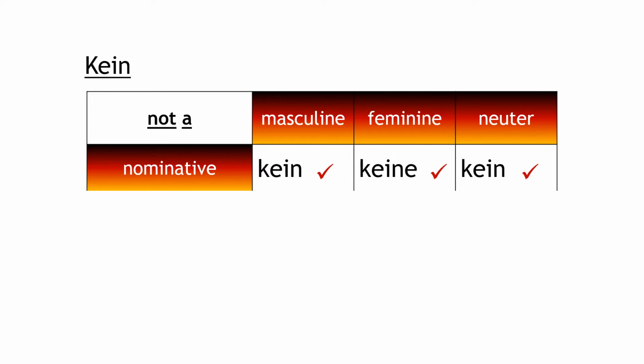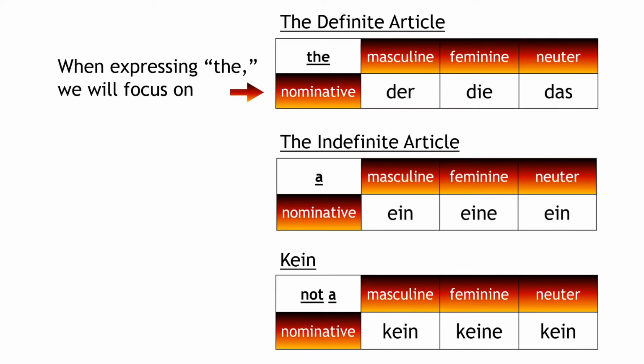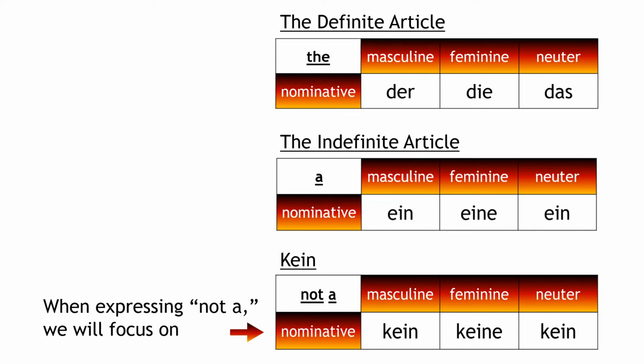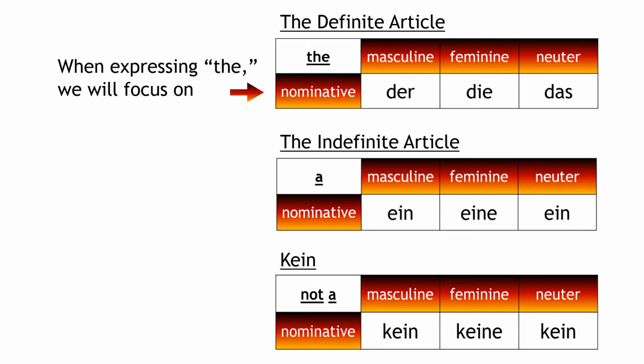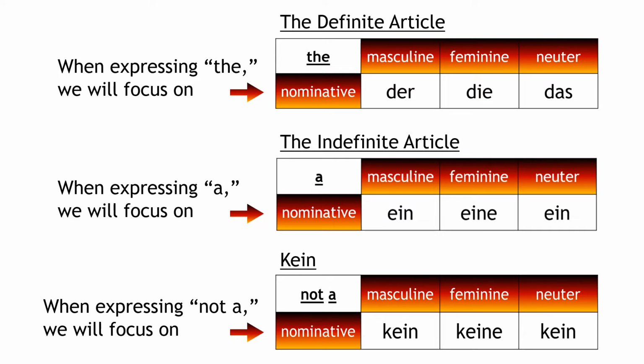Now, here's a quick summary of what you've learned so far. Der, die, das. Ein, eine, ein. Kein, keine, kein.